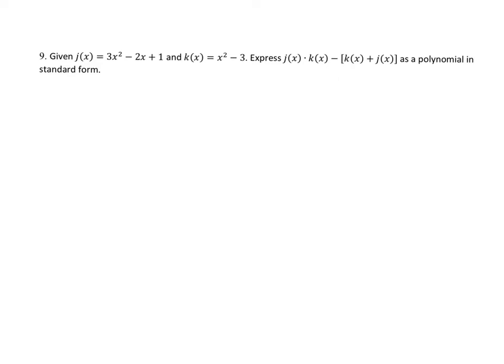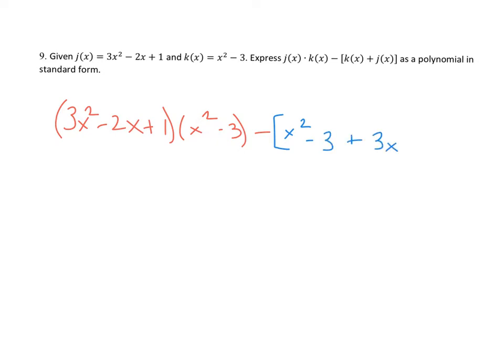So what I'm going to do is first write what they want me to write. So j would be 3x squared minus 2x plus 1. Put that in parentheses, going to multiply it by k, which is x squared minus 3. Minus, this bracket is just to separate the two different operations that are happening, which is addition and multiplication, and then the subtraction in between. So I'm going to add k of x plus j of x.